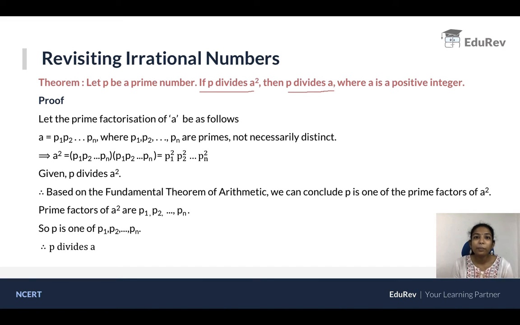We have taken the information P divides A square, and we are able to come to the conclusion that P divides A, given P is a prime number and A is a positive integer. I hope it is clear. I am moving on to the next question.